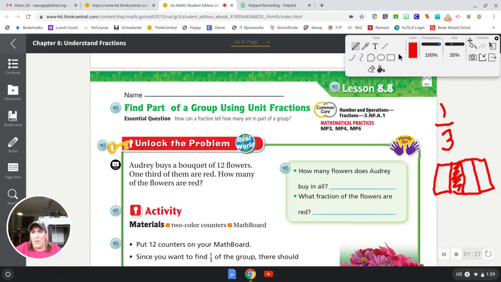It would be, this is a new tool I got. Oh, maybe that's the eraser. Okay.